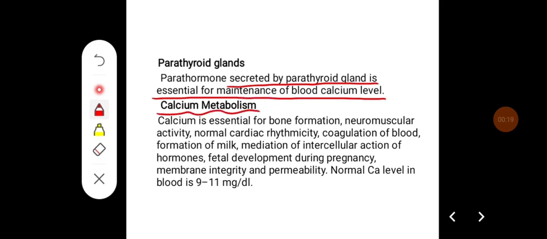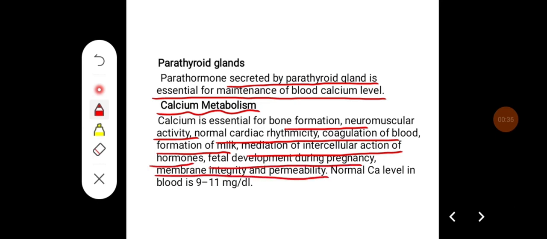Calcium metabolism. Calcium is essential for bone formation, neuromuscular activity, normal cardiac rhythmicity, coagulation of blood, formation of milk, mediation of intercellular action of hormones, fetal development during pregnancy, membrane integrity and permeability. Normal calcium level is around 9 to 11 milligrams per deciliter.